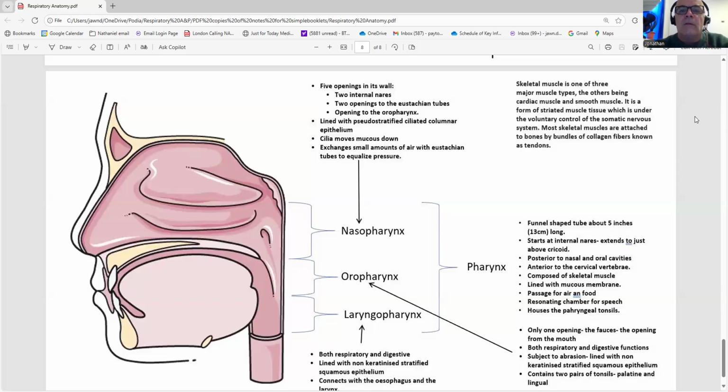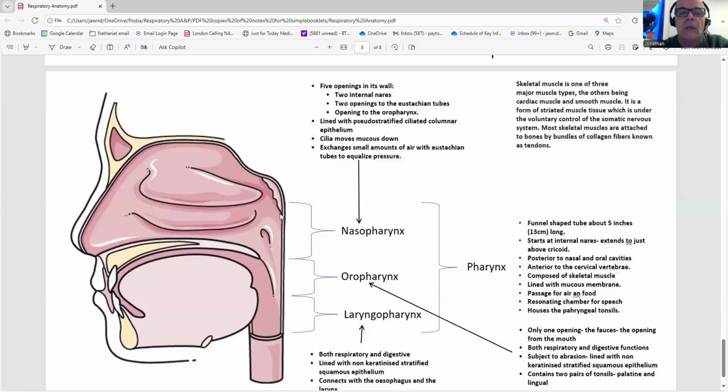There are two openings at the front, the nares, and then there are two openings to the eustachian tubes. I don't know whether you can see my mouse or not, but that would be these areas here. Two openings to the eustachian tubes allow you to equalize the pressure in your ears, and then there's the opening to the oropharynx. There is cilia inside as well as hair, which catches a lot of the nasty stuff that we breathe in, but doesn't catch all of it. There is mucus in there as well, which is also useful in catching a lot of that nasty stuff.